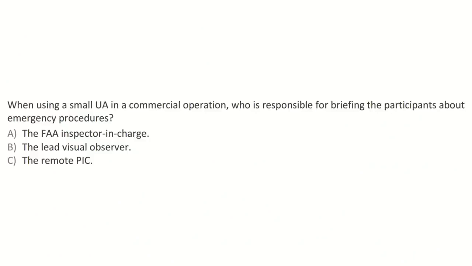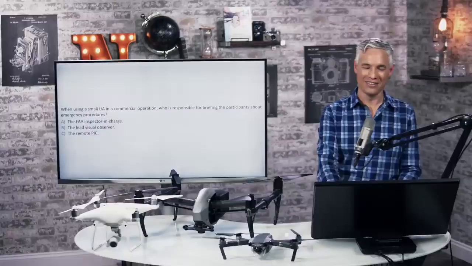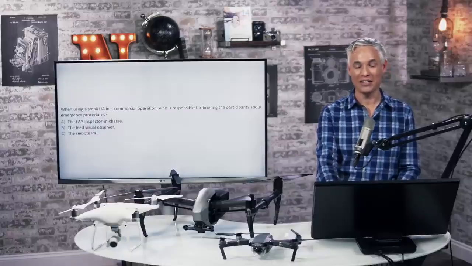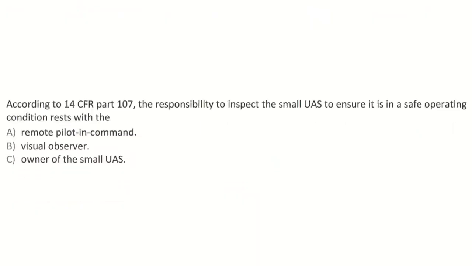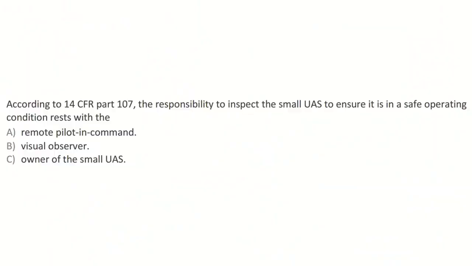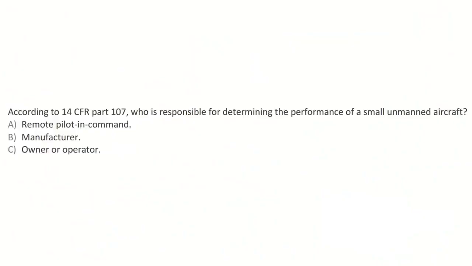Let's look at some sample questions. When using a small drone in a commercial operation, who's responsible for briefing the participants about the emergency procedures? The remote PIC. It's almost always going to be the remote PIC. The only other time it's not is when they say, who helps the remote PIC do this? It doesn't help the remote PIC. In that case, it would probably be the visual observer. Whose responsibility is it to inspect your drone to ensure it's safe? The remote PIC. Who's responsible for determining the performance of the drone? The remote PIC.